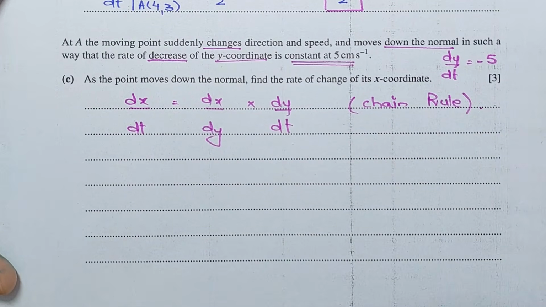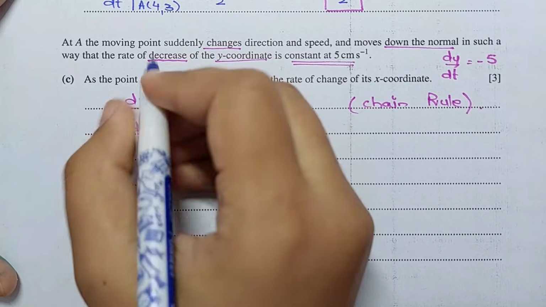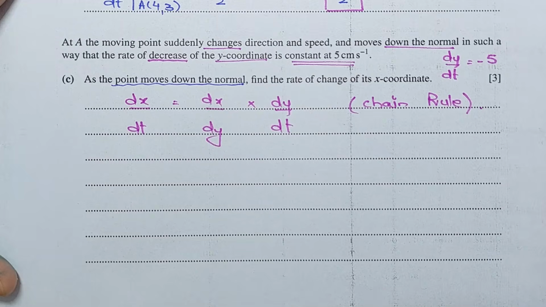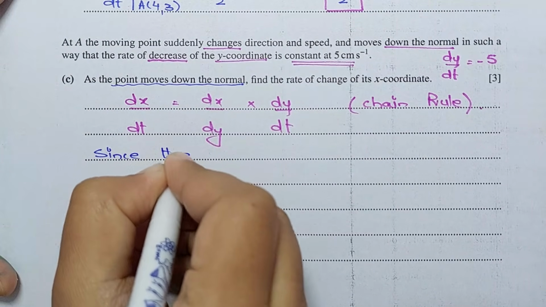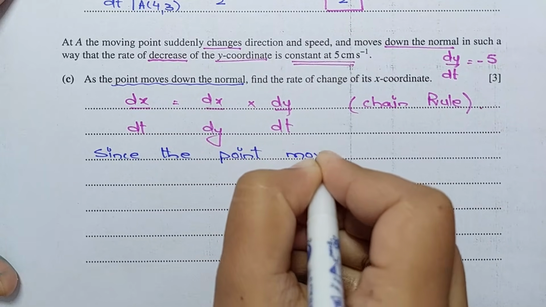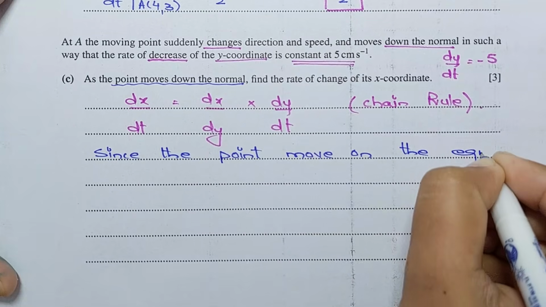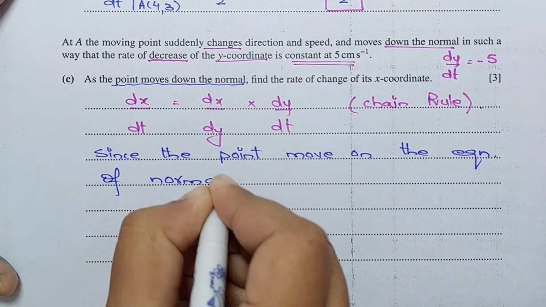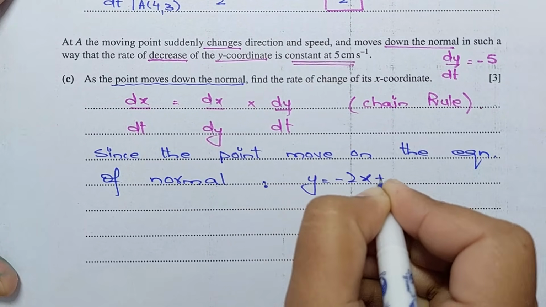Okay. Now, as you can see, as the point moves down the normal, the point moves on the normal, not on the curve, right? We can say since the point moves on the normal, we use the equation of normal. And we have done with the equation of normal, which is y equals minus 2x plus 11.